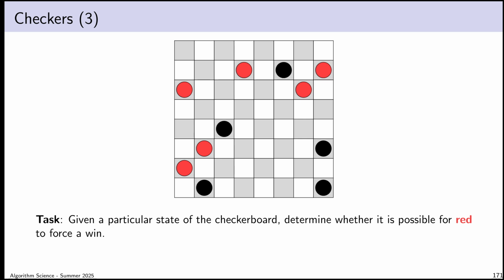So here's a task. I give you a checkerboard in some particular state. The game has been played for some number of moves, and I say, here's the board. Is it possible for the red player to force a win? Now, this is a term of art, force a win. So what does that mean?